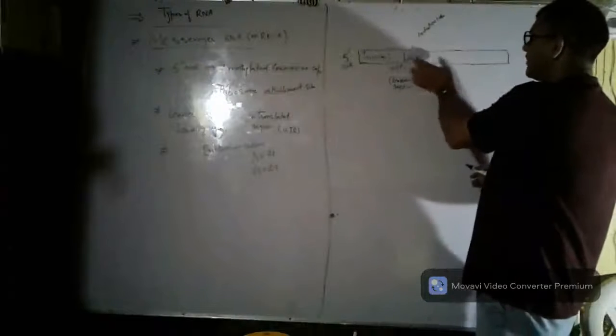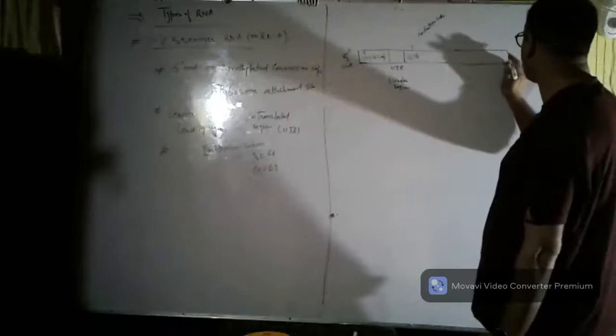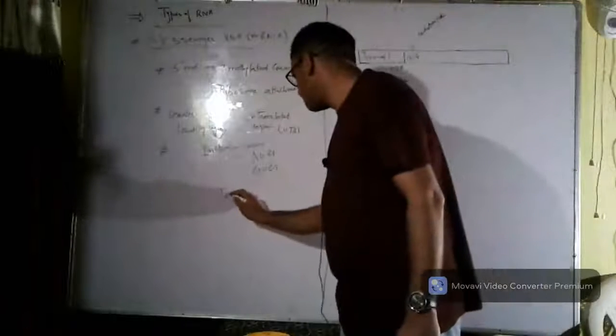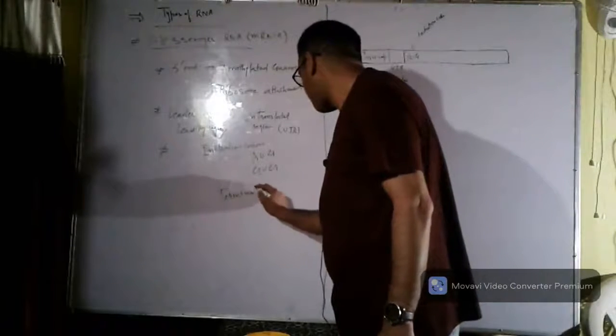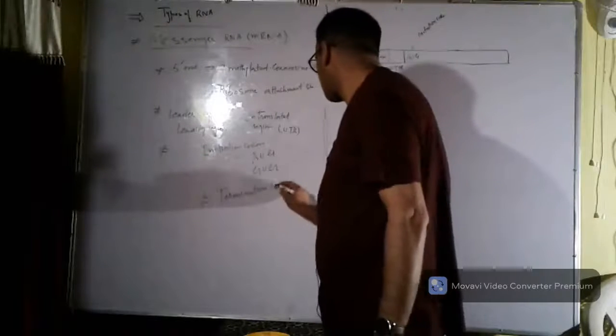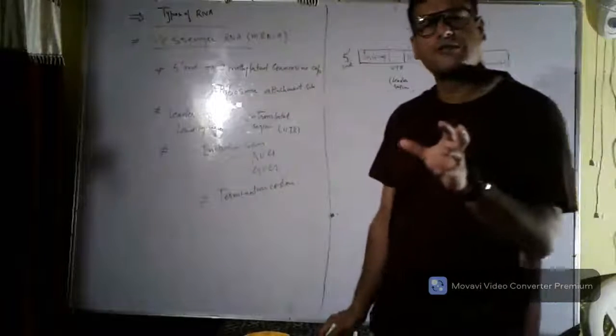Then this initiation codon is followed by a coding region, and ultimately at the end we have the stop codon or termination codon. Termination codons are also known as stop codons.